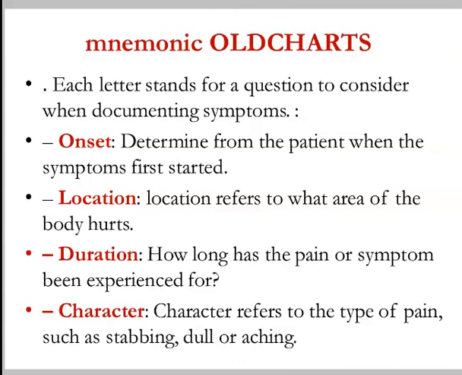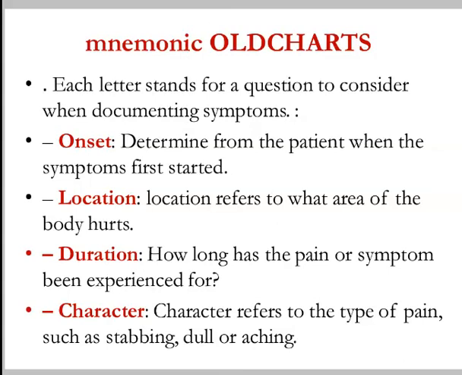O is the onset. So we are asking the patient to determine when the symptoms first started. For example, if it is any pain, we are asking when is the onset. Next is the location. So where exactly is the pain? So the anatomical location we have to determine. Next is the duration. How long has the pain or symptom been experienced for?